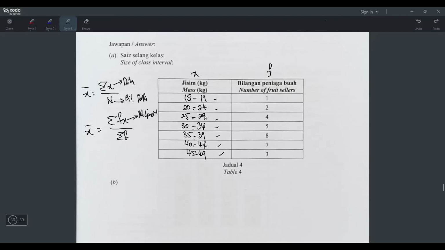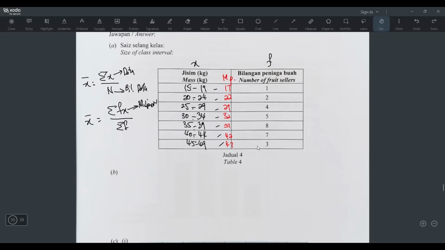So this is your x, this is your frequency, but your x is the class, right? So you have to find out the midpoint. Okay, so I will write MP here, and I will find out the midpoint for every single class here. Okay, so to get midpoint, how to find midpoint? Just take the lower limit plus with the upper limit, divide 2. So 15 plus 19 divide 2, 17, 20 plus 24 divide 2, 22, and same thing, 27, 32, 37, 42, 47.